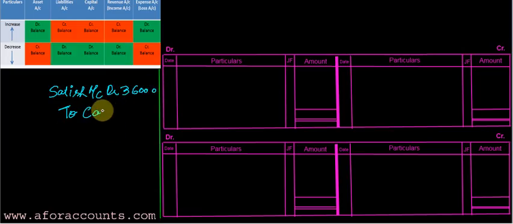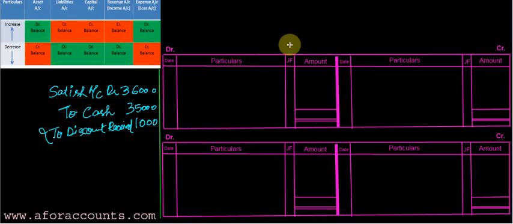to cash. How much am I paying him? 35,000. What am I not paying him? 1,000 rupees. So that is my discount received. To discount received. So I already have two accounts. I have to make two more. That is, one is cash account and the other is discount received account.